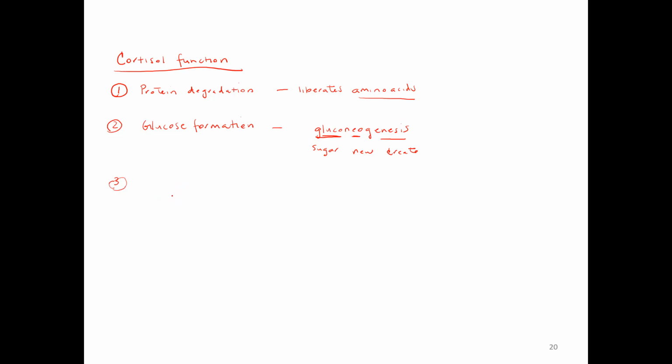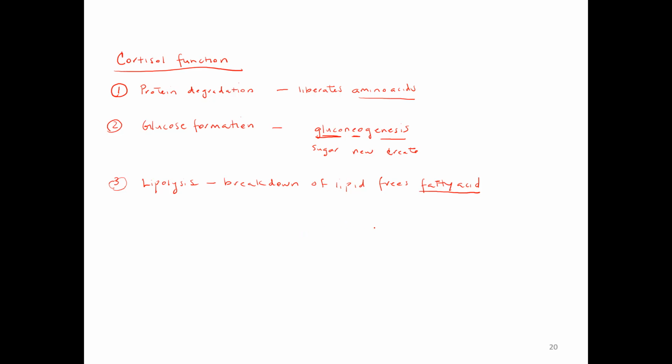The third thing we'll see happen with cortisol function is lipolysis. This is the breakdown of lipid. And obviously when we break down lipid, we're going to free up fatty acids. Those fatty acids we know can be used to generate ATP, so it's another source of fuel.